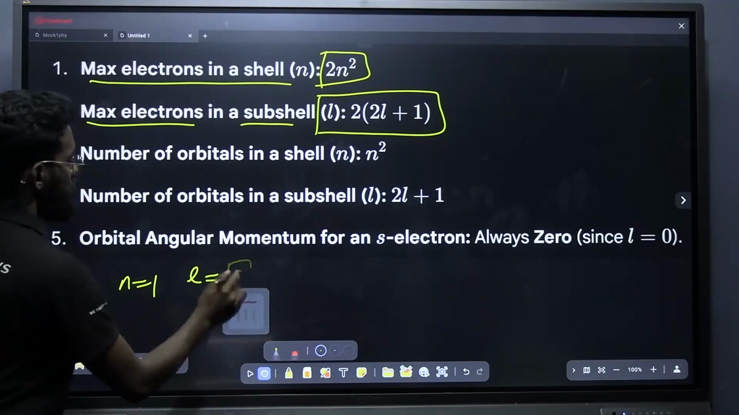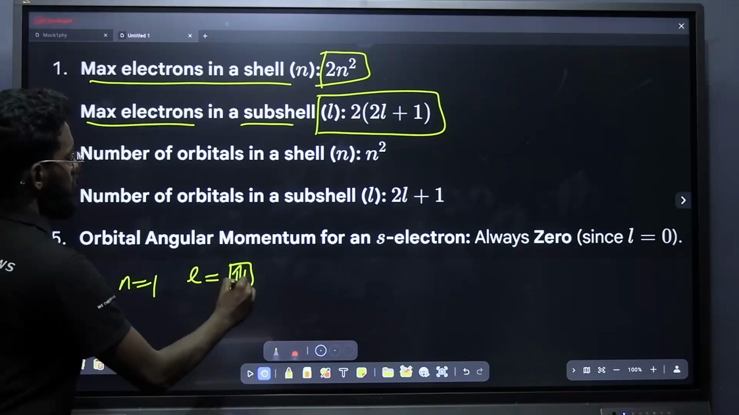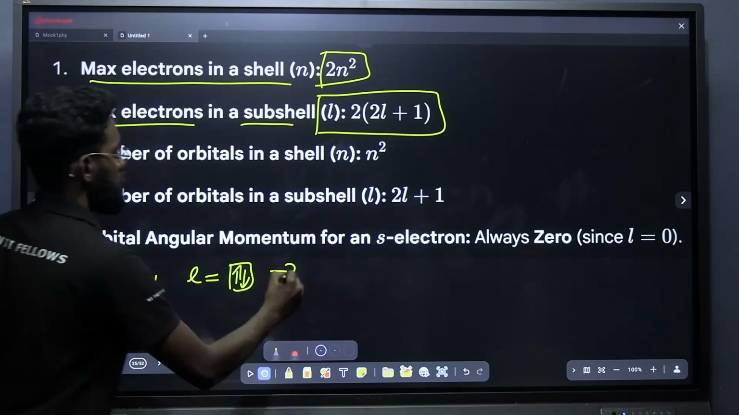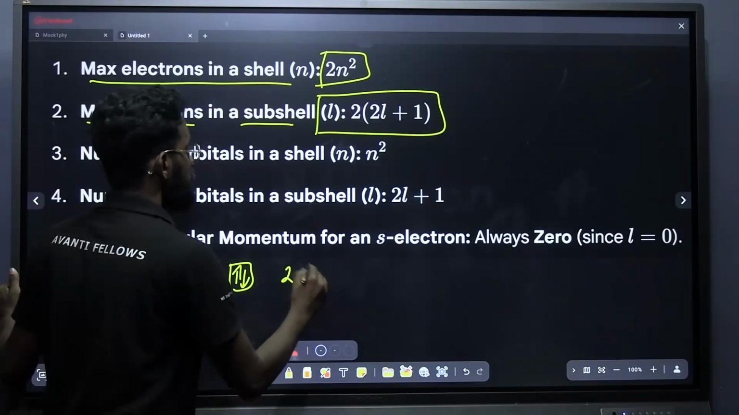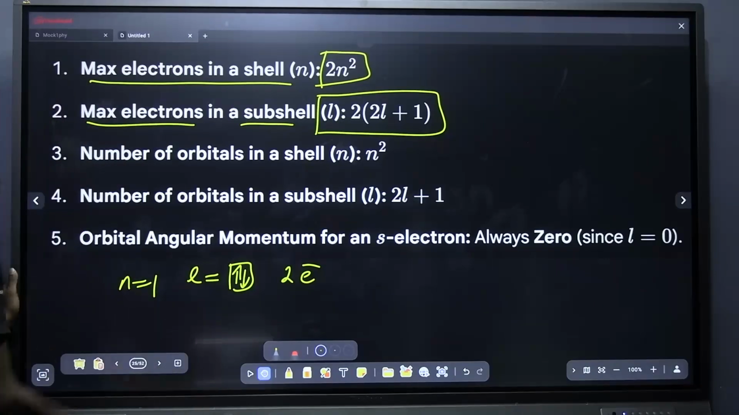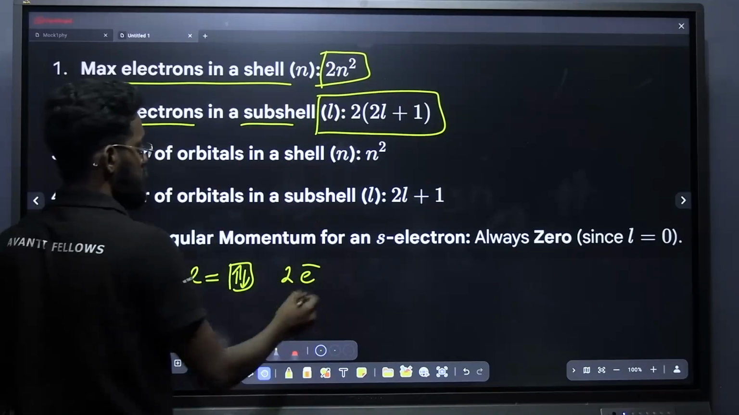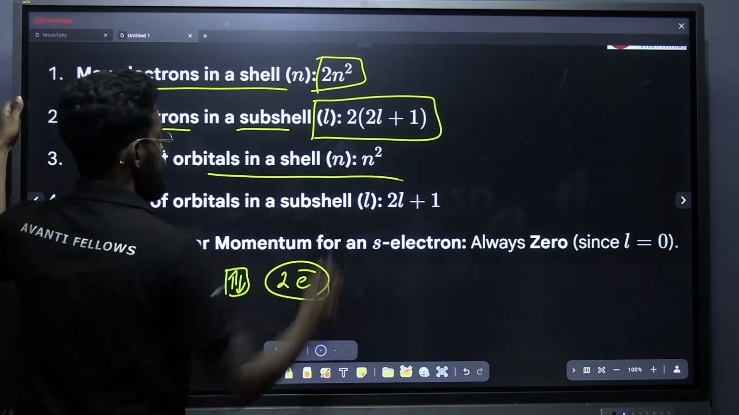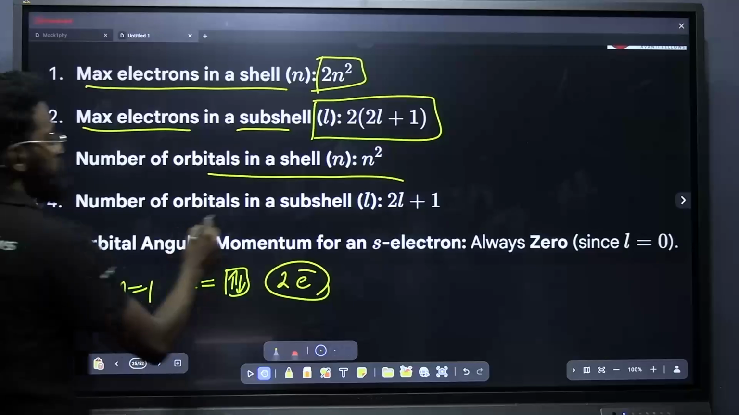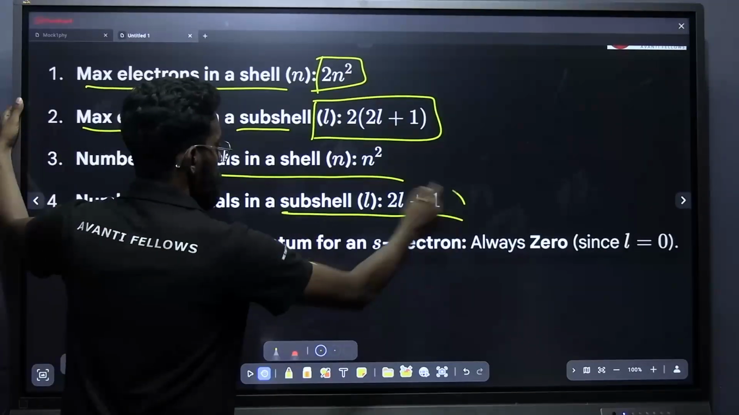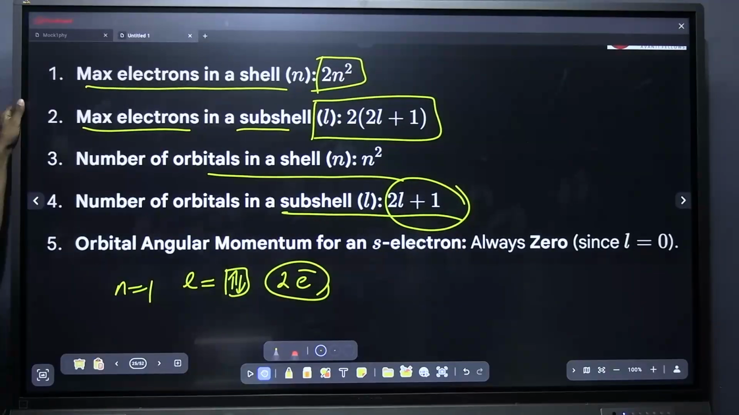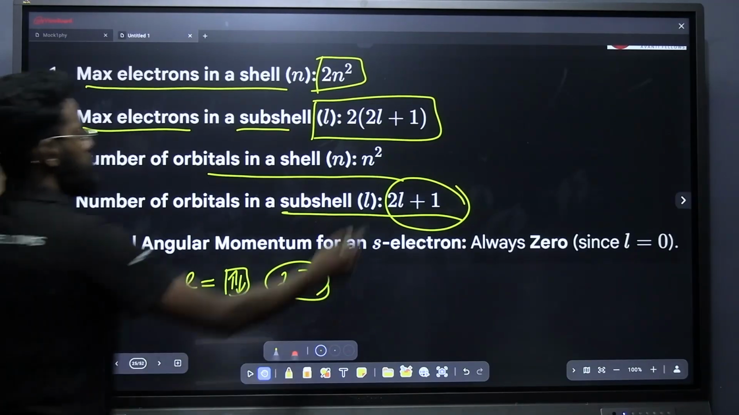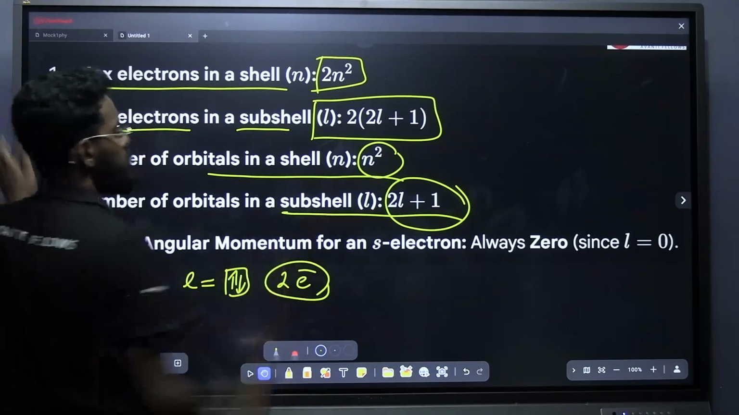And s orbital has how many electrons? 2 electrons. So we can verify using this equation: 2 into 1 square, that is 2. We got it. Like that we can verify the subshell also, and the number of orbitals in a particular subshell, 2l plus 1 value. Take a note of it. These equations are important. Number of orbitals in a particular shell.